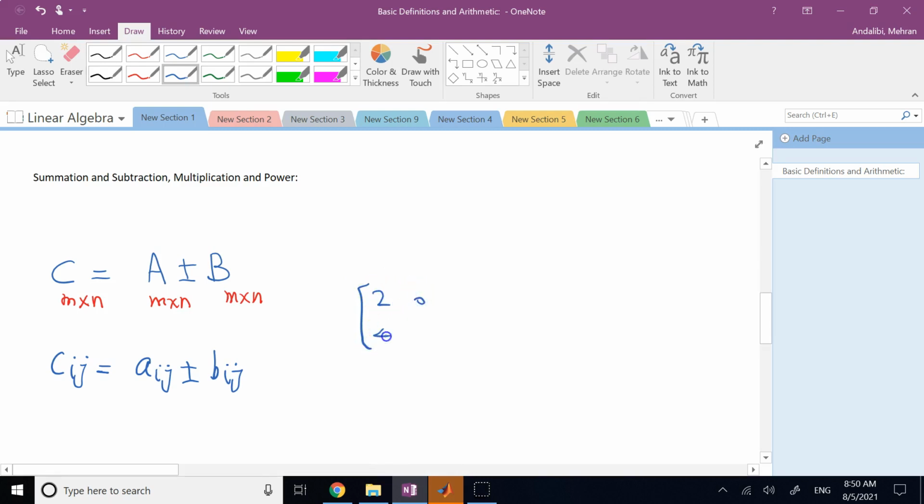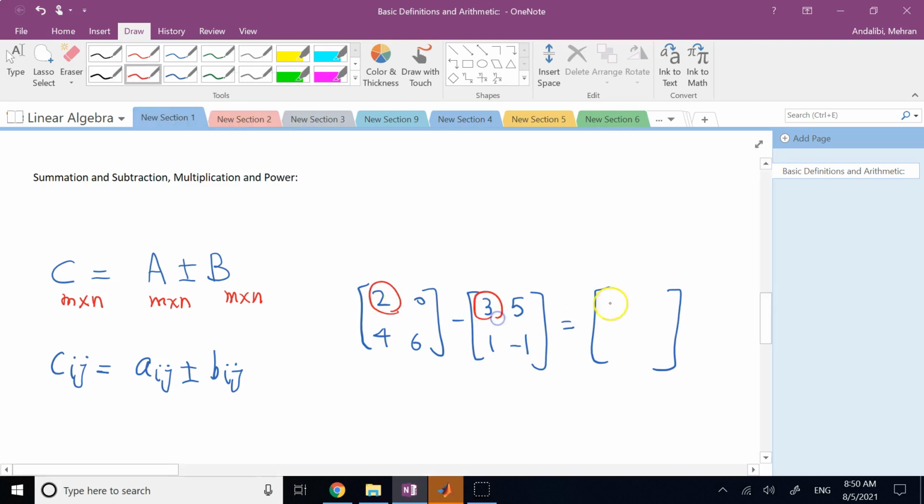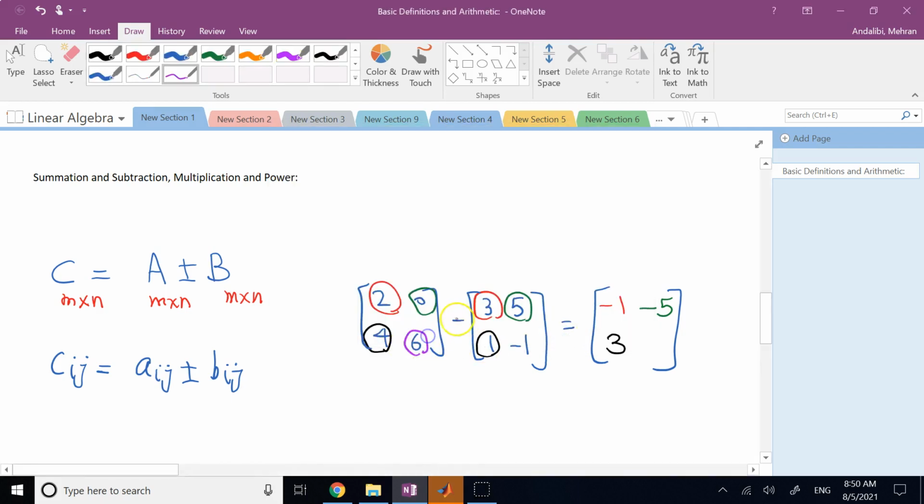So if I have 2, 0, 4, and 6, and then subtract it from 3, 5, 1, and -1, all you need is to just subtract corresponding entries. So it's going to be 2 minus 3, which is -1. Then you have 0 minus 5, which is -5. Then you have 4 minus 1, which is 3. And then you have, let's say here, 6 minus -1, which is 7. Or if you want to add, you add corresponding elements, okay? So addition and subtraction is quite easy.